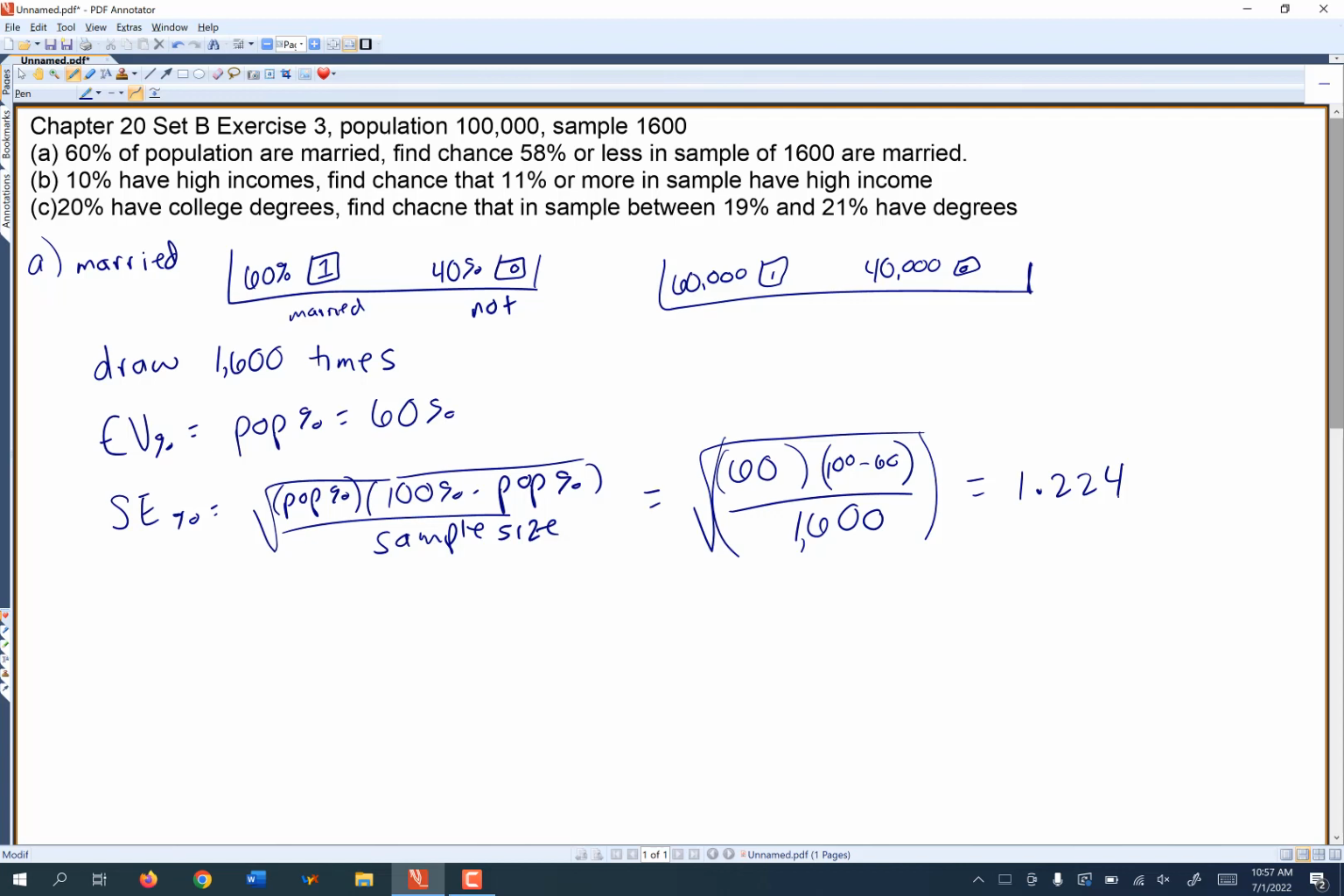Now, I stopped at 3 decimal places just because that's where I randomly stopped. You might want to keep at least 4 decimal places, at least 2. So this tells us that if I took a sample, I expect to get about 60% of the people in the sample to be married, give or take about 1.224%. I don't know exactly what I will get, but it should be about 60%, give or take 1.224%.